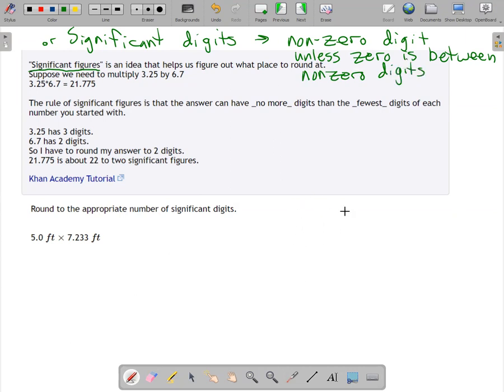So for example, if somebody says they made a measurement and they measured 230 feet, since this zero is on the edge and not between other digits, there are only two significant figures here. But if somebody made a measurement and they said it was something like 301, since the zero is in the middle, there are three significant digits here. Or significant figures.